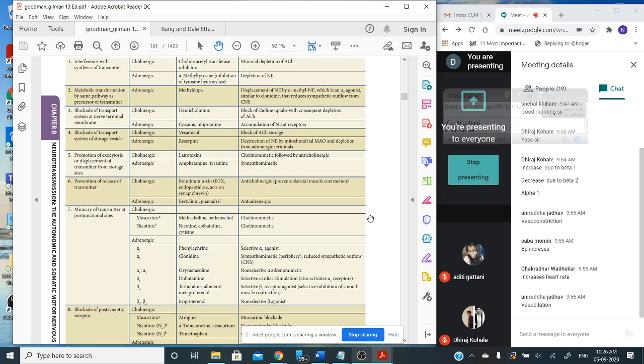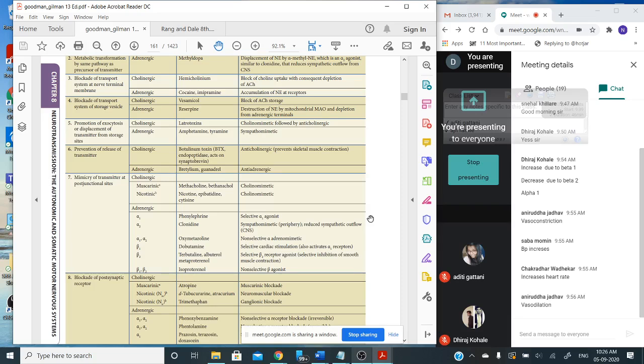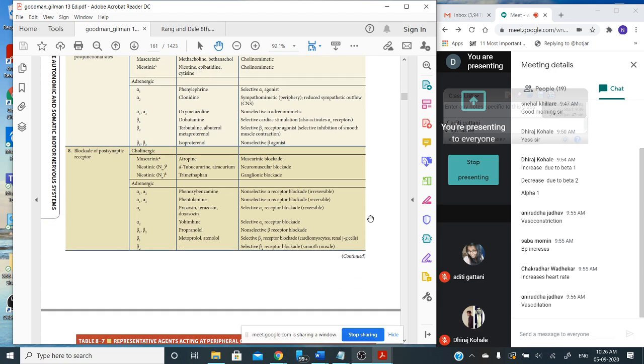Then the drugs which have either agonistic or antagonistic action, that is, mimicry of transmitter at post-junctional sites. Okay, so in cholinergic, we know muscarinic agonist, nicotinic agonist, mixed agonist, or common agonists. In adrenergic, alpha 1, alpha 2, beta 1, beta 2, or alpha 1 and alpha 2 both, alpha 1 specific, alpha 2 specific, beta 1 specific, beta 2 specific, beta 1 and beta 2 specific. So these are the agonists, and again we have antagonists on all these receptors. So this is one way.